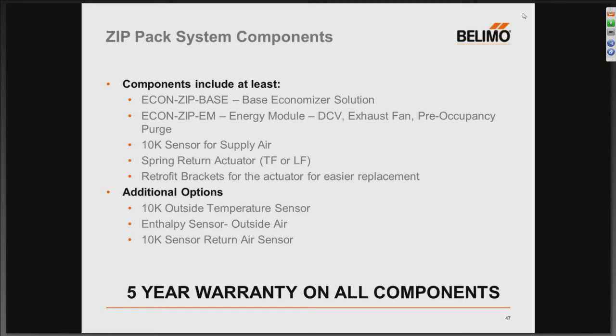It provides you your 10K supply sensor for your supply air, your spring return actuator, either a TF or an LF. So right there, you're up to easily 12 to 15 ton units with no problem, and your retrofit brackets for that actuator. Now, depending on that configuration, if you're using single dry bulb, differential dry bulb, we would add on the temperature sensors and the enthalpy sensors as are needed.